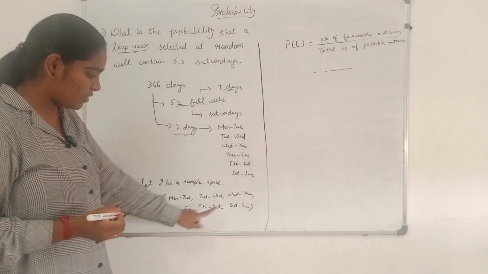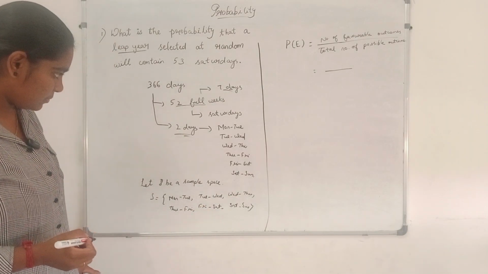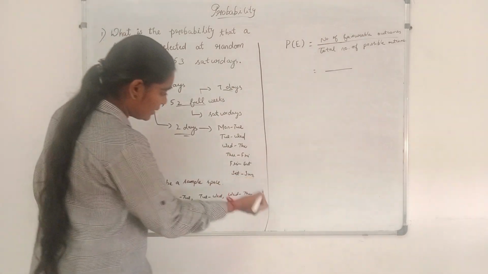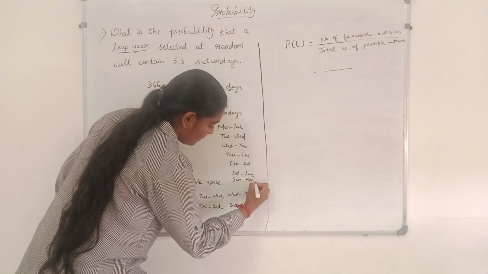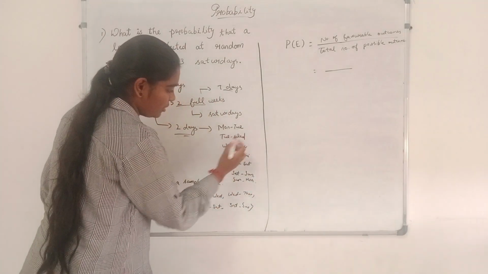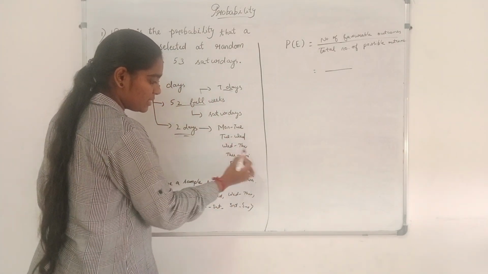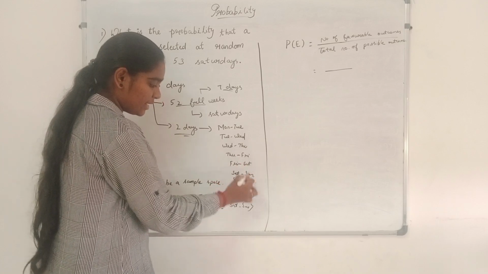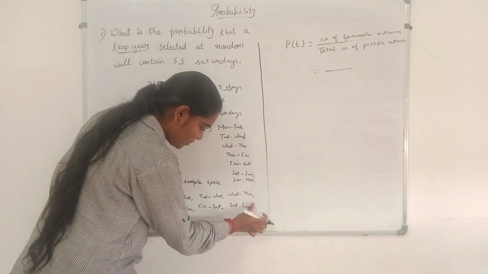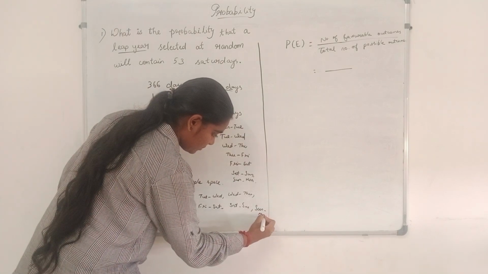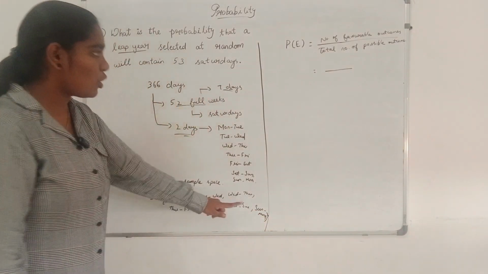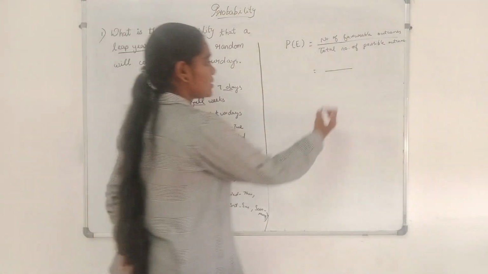1, 2, 3, 4, 5, 6. Saturday-Sunday, again Sunday-Monday. Sunday-Monday, so it will continue, no? Monday-Tuesday, Tuesday-Wednesday, Wednesday-Thursday, Thursday-Friday, Friday-Saturday, Saturday-Sunday. Again Sunday-Monday also there is a possibility, no? So Sunday-Monday also is a possibility. So total number of possible outcomes is 7.